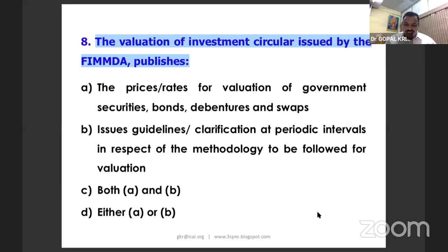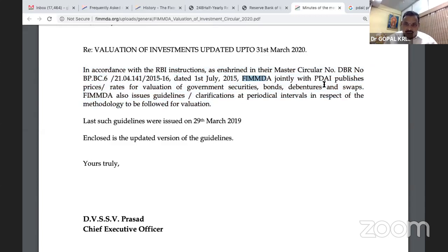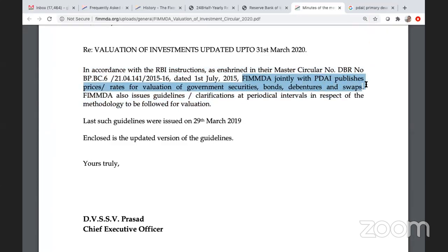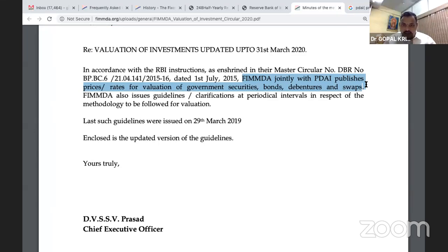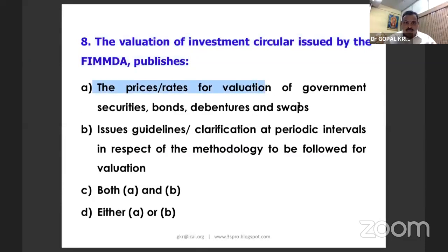It is not D; D means Delhi. B means Bombay. Yes, sir. Then A is not the answer. Please read this first line. What is the first line? In accordance with RBI instructions, highlight alone: FIMDA jointly with PDAI publishes prices rates for valuation of government securities, bonds, debentures, and swaps. So they also publish price rates for valuation of government securities, bonds, debentures, and swaps. Yes, sir. So which is the right answer?